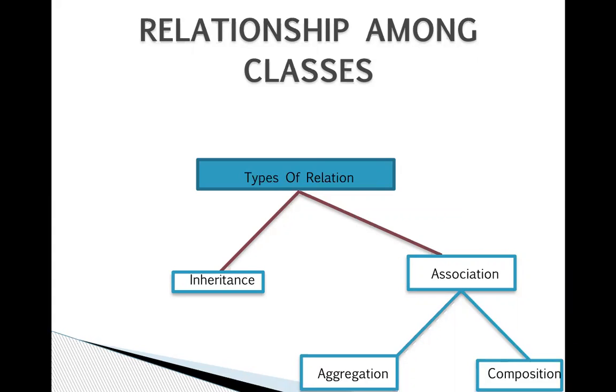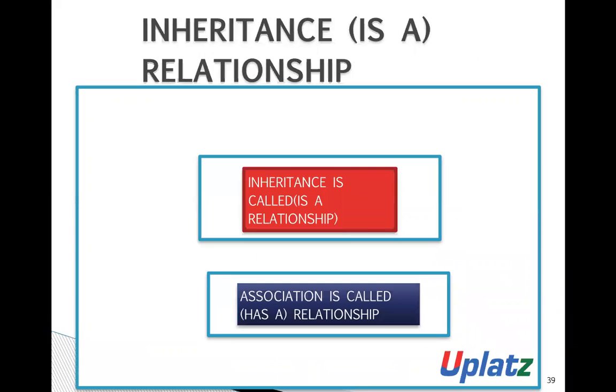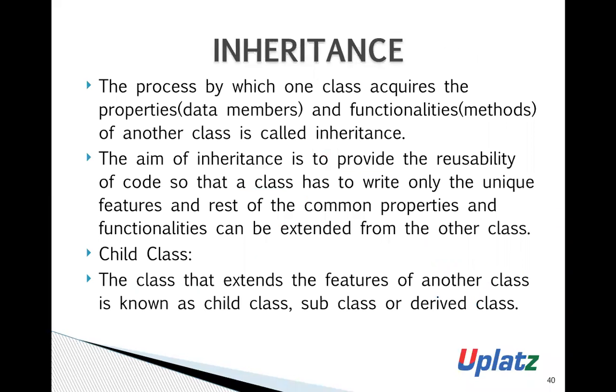Association can be again classified into aggregation and composition. Now inheritance is also called an is-a relationship, whereas association is called a has-a relationship. Now let us try to understand the definition of inheritance. The process by which one class acquires the properties and functionalities of another class is called inheritance. Or to put it in other words, it is the process by which objects of one class acquire the properties of the object of another class.